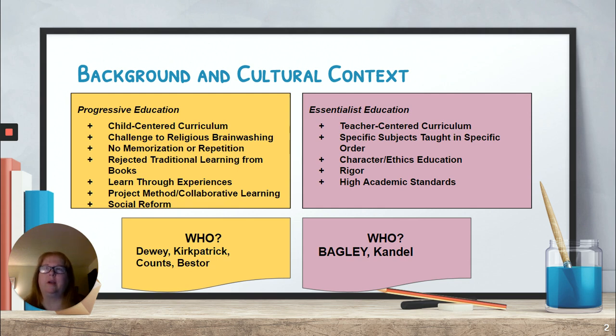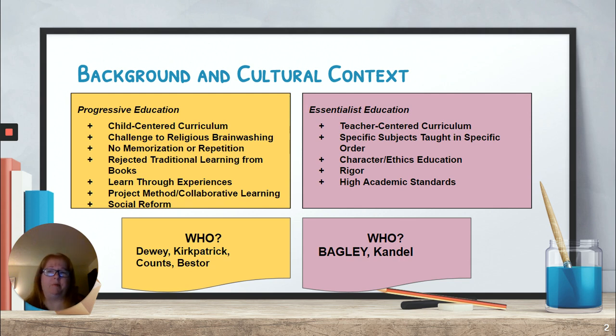And they believed in having a specific set of essential subjects such as math, English, science, history, that were taught in a specific order, giving students specific facts and specific information that they needed to progress on to the next level. And so it was a lot of things based on what you did the previous year and what you were going to do in the future years to come. They also believed in character and ethics education, that creating a morally educated citizen base was really important, specifically for the continuation of democracy. They wanted rigorous subjects and high academic standards.